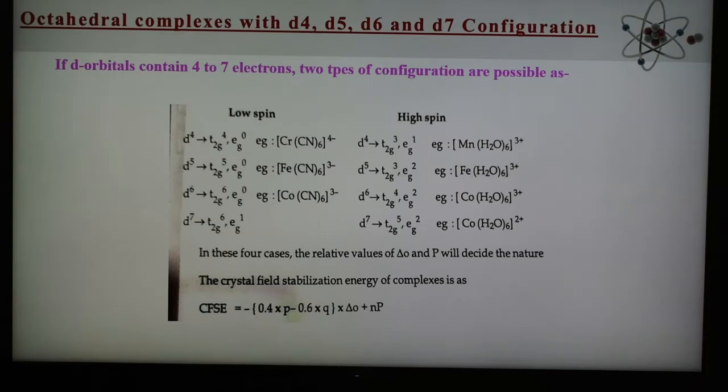So in case of d4, d5, d6, d7 octahedral complexes, both possibilities are there, and they have two types of spin. That is, these complexes form low spin complexes and also high spin complexes. Now we can say that when the ligand is weak, the extent of splitting is less. Delta O is small, and therefore delta O is less than P. In such a case, a high spin complex is formed. When the ligand is strong, the extent of splitting is more. Delta O is large, and therefore delta O is greater than P. In such cases, low spin complexes are formed.